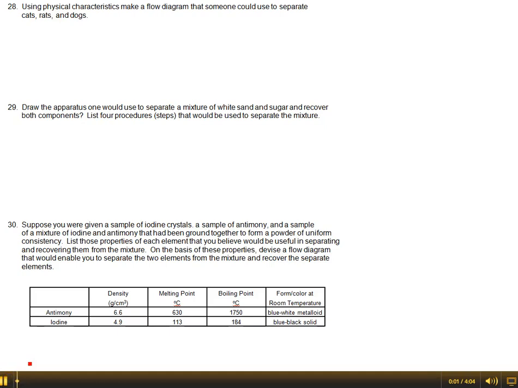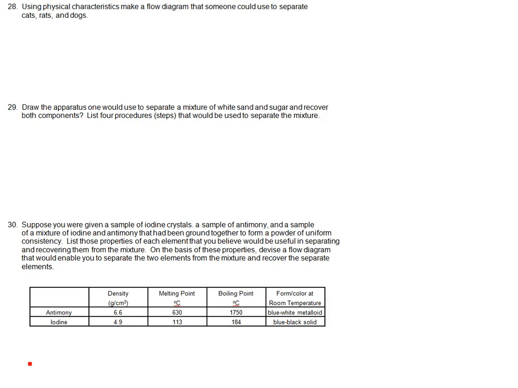All right, 28, 29, and 30. These are all flow charts similar to the one we just did in the previous problem. 28 we probably did together in class, so hopefully you were here that day and paid attention. It says, using physical characteristics, make a flow diagram that someone could use to separate cats, rats, and dogs.